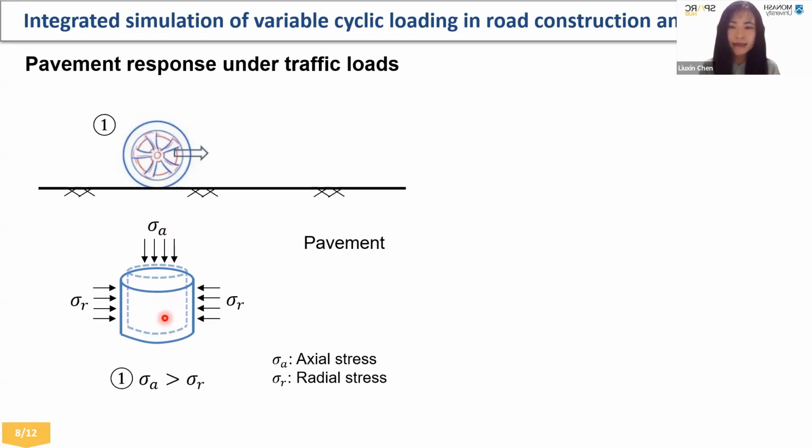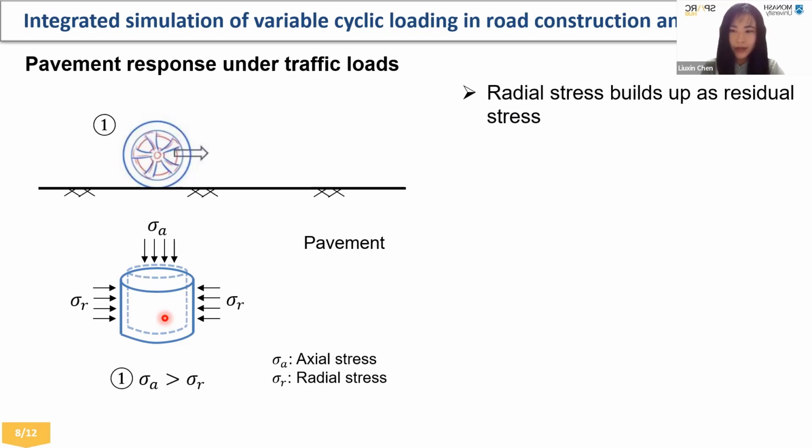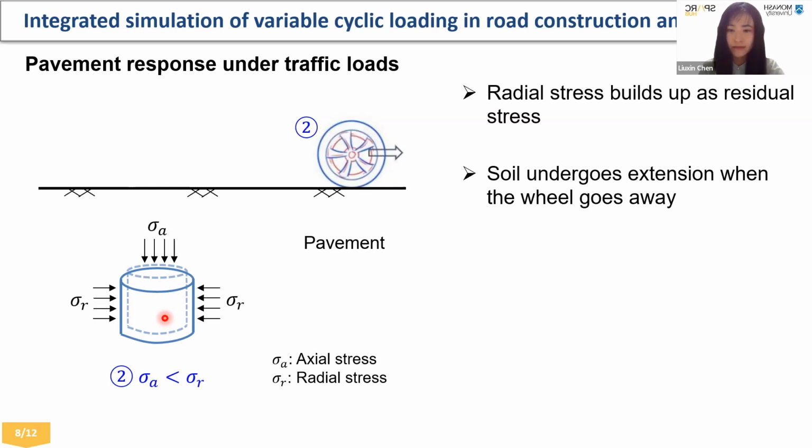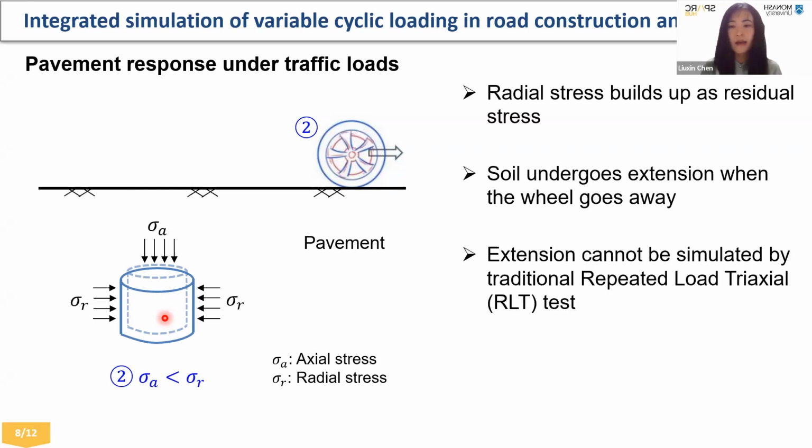Because of the resistance coming from the surrounding pavement materials, radial stress will build up as residual stress. So in this scenario, axial stress is greater than radial stress. But when the wheel goes away, things may go the other way around, and soil undergoes extension. And this feature cannot be simulated by the traditional RLT test.